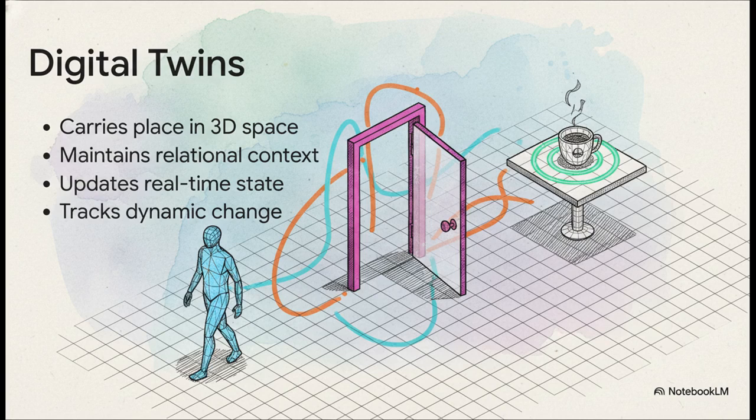So imagine a digital twin of a person walking across a room, while the digital twin of a door swings open, and a coffee cup sitting on the table changes its state from full to empty. This constant real-time updating gives intelligent agents a continuous, rich, and meaningful understanding of an ever-changing world.